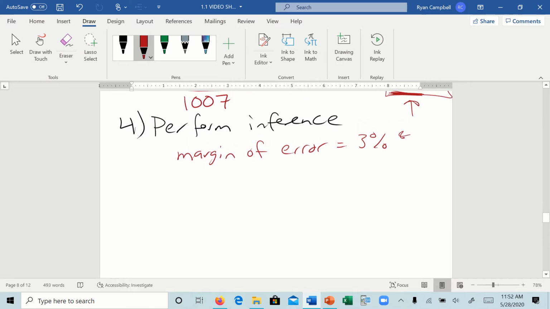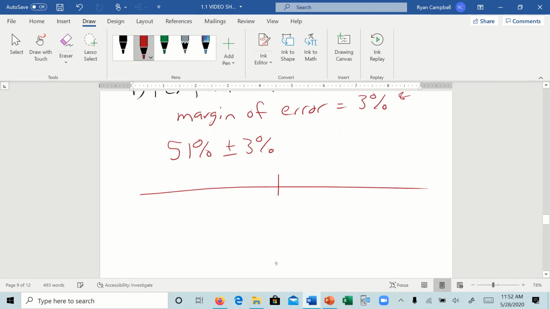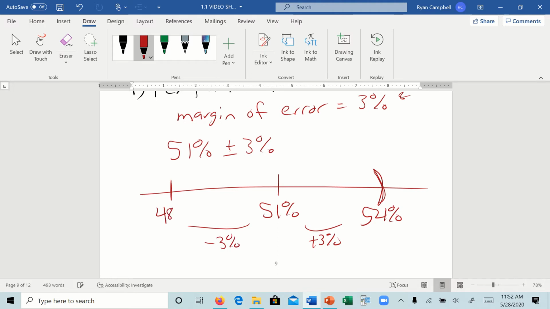However, if we want to have a 3% margin of error, basically what that will mean is you have 51% plus or minus 3%. So if you thought about it on a number line, if this is where the 51% was, and we had a margin of error plus or minus 3%, well, plus 3% would be here at 54 when you add 3%. And then subtracting 3%, we would end up with 48.